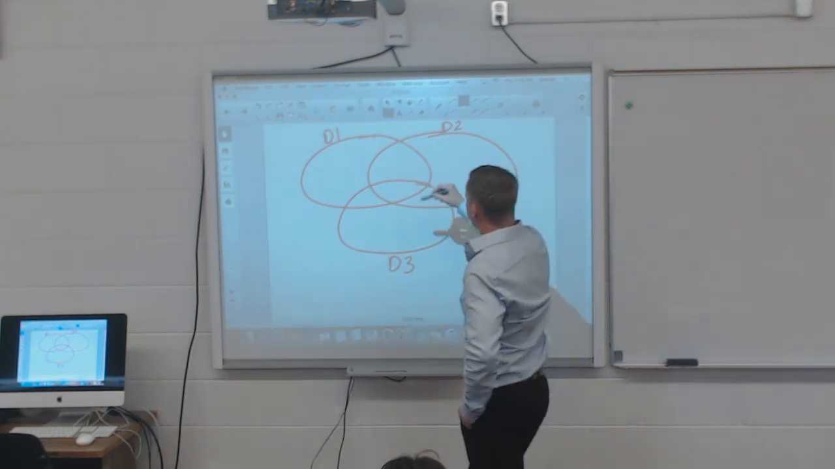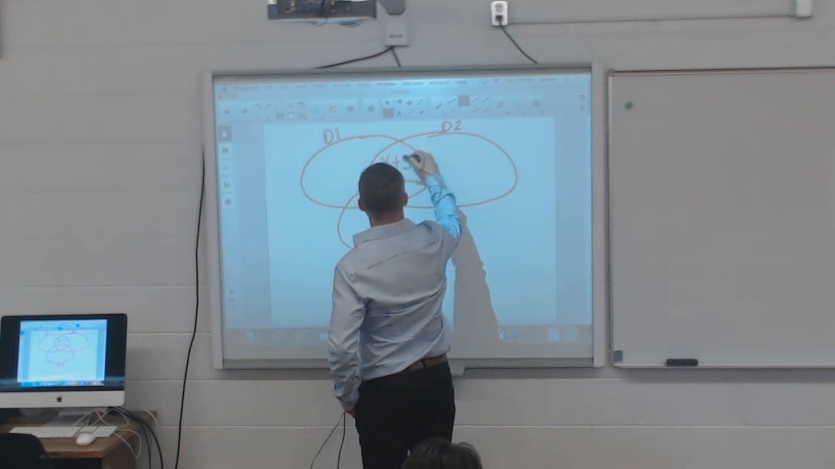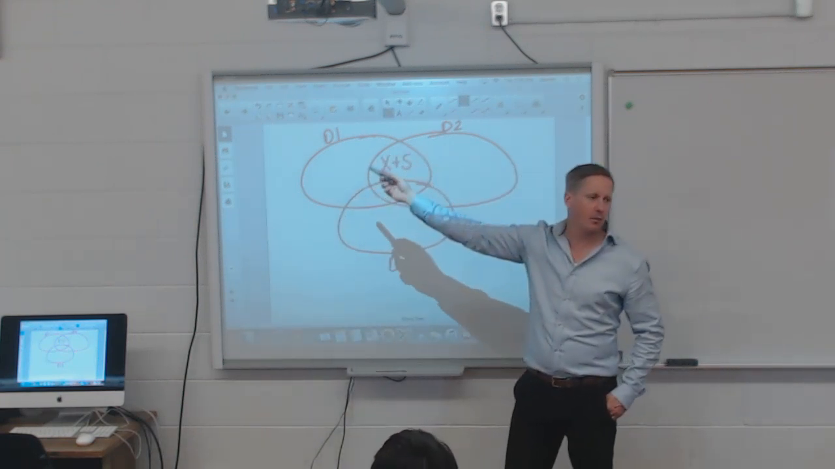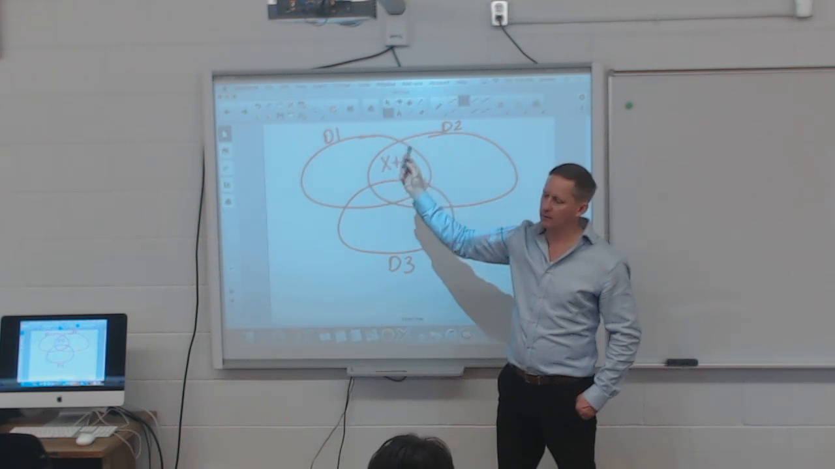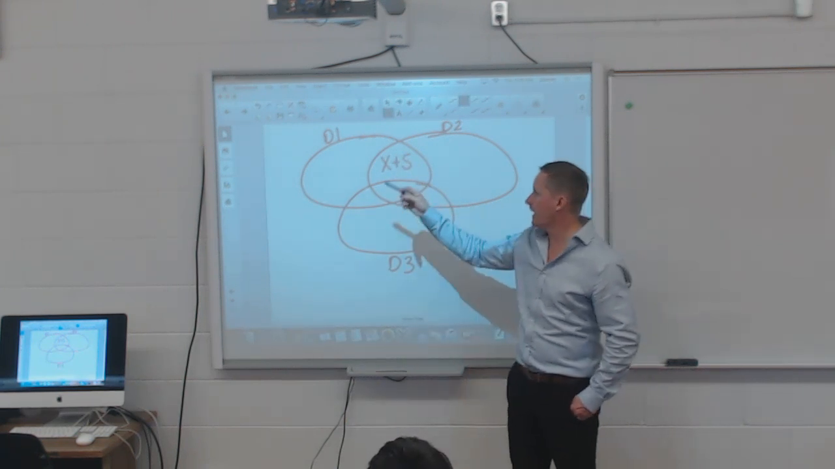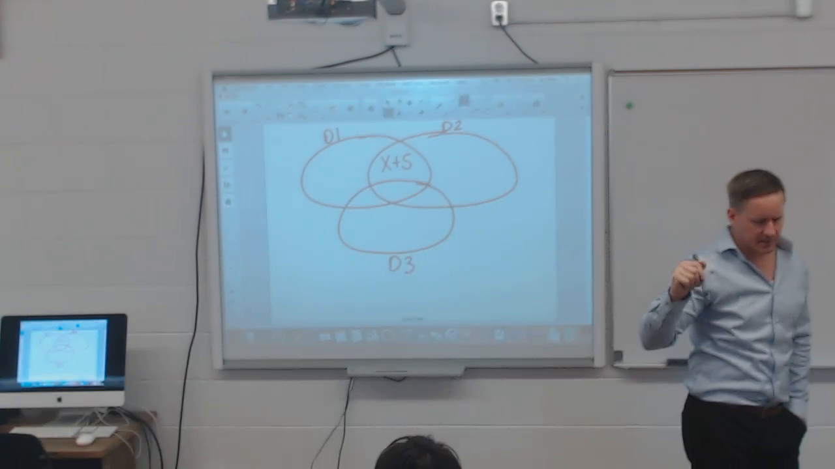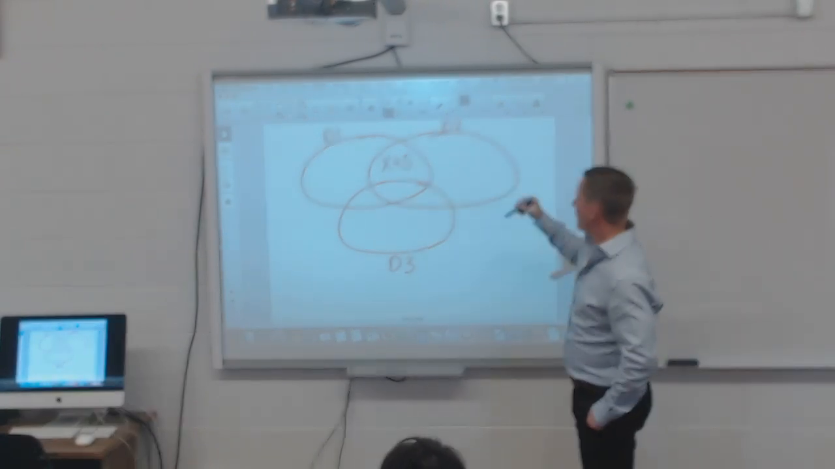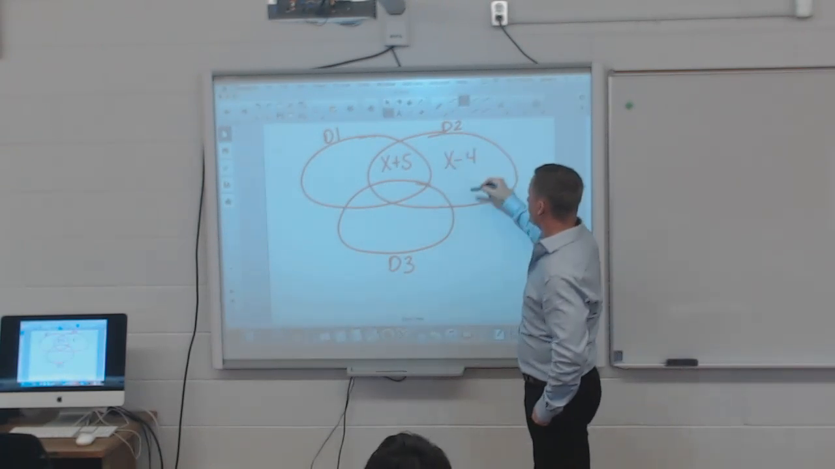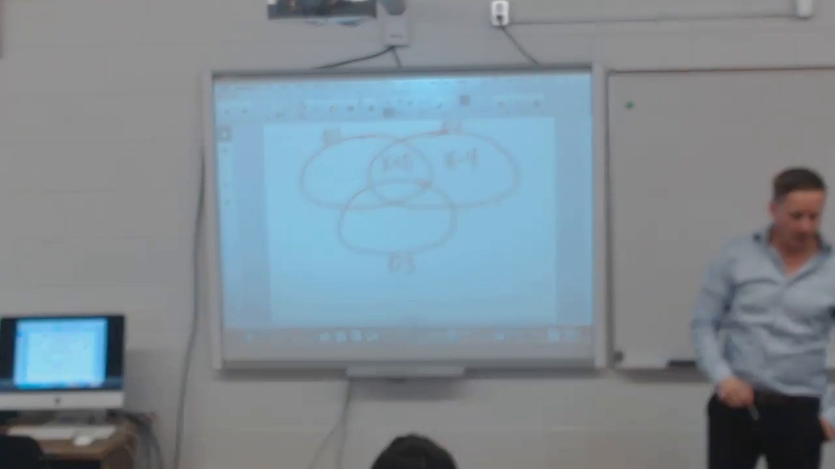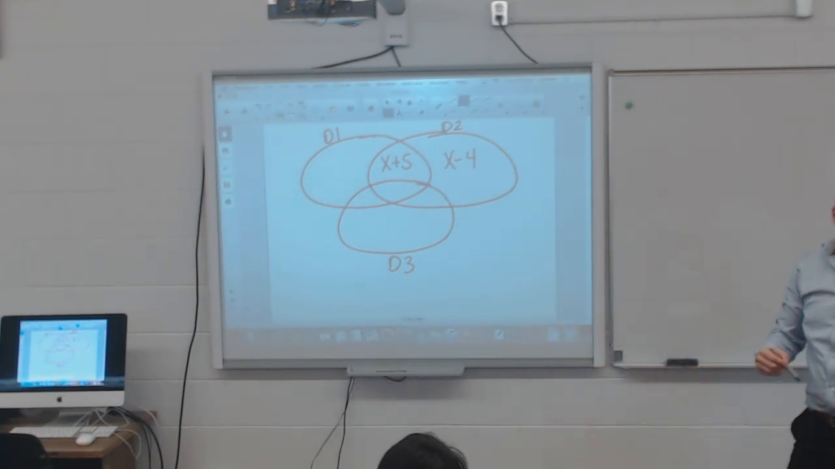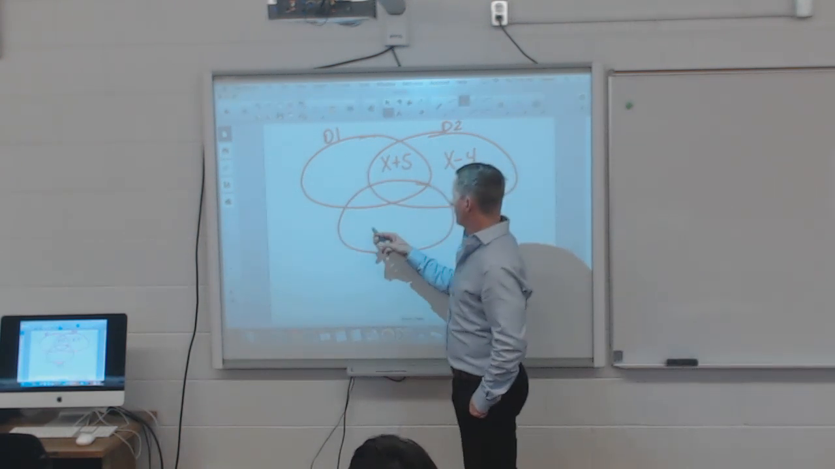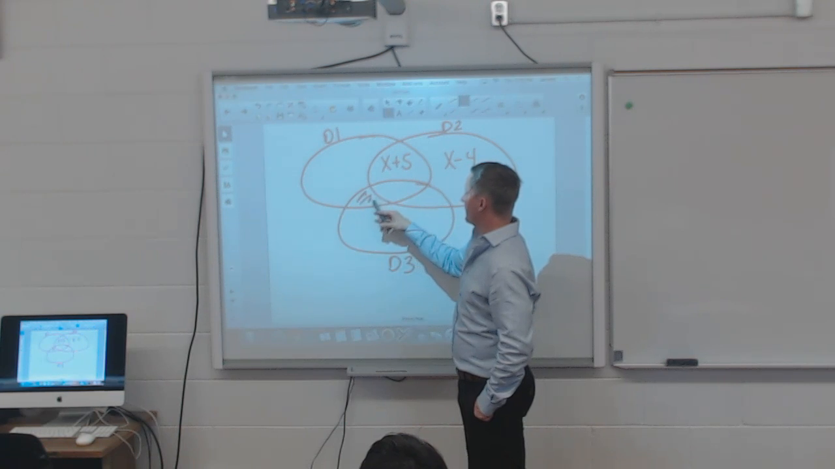x plus 5. So that goes between the two of them. What's left with denominator 1 if I put x plus 5 here? Nothing, right? 1. Okay, so I can leave that. Denominator number 2, however, has another piece to it. What is it? x minus 4. So I can stick that right there. What about denominator 1 and denominator 3? Is there anything common between the two of those? Nothing. So I don't need anything in here.